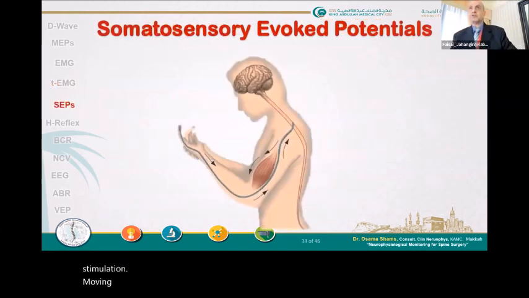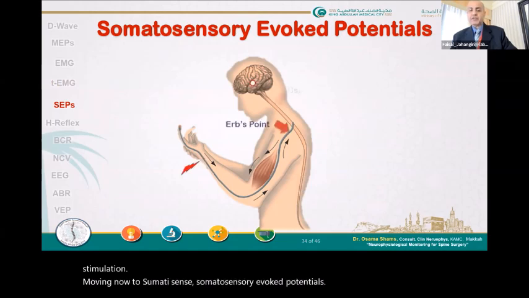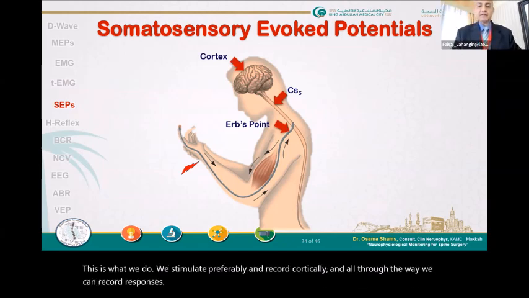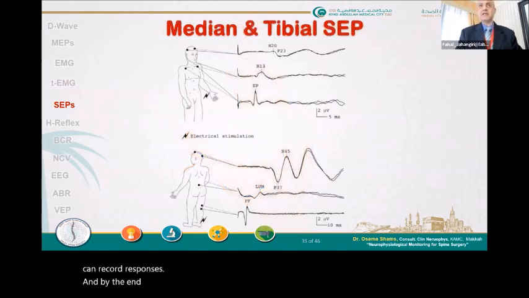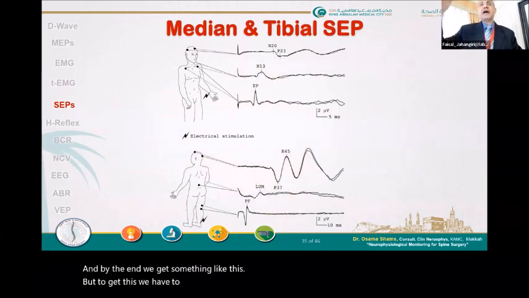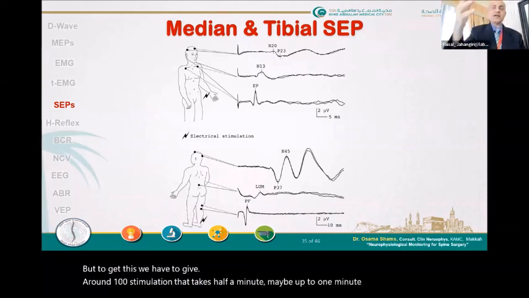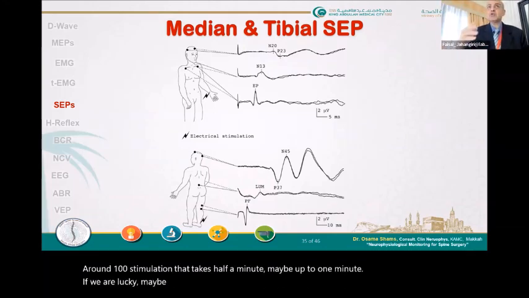Moving now to somatosensory evoked potentials. This is what we do. We stimulate peripherally and record cortically, and all through the way we can record responses. By the end, we get something like this. But to get this, we have to give around 100 stimulations. That takes half a minute, maybe up to 1 minute. If we are lucky, maybe 20 seconds, but not less than 20 seconds.